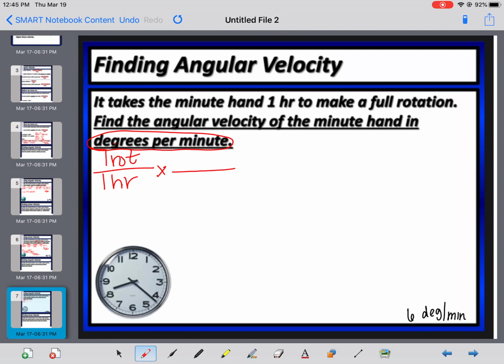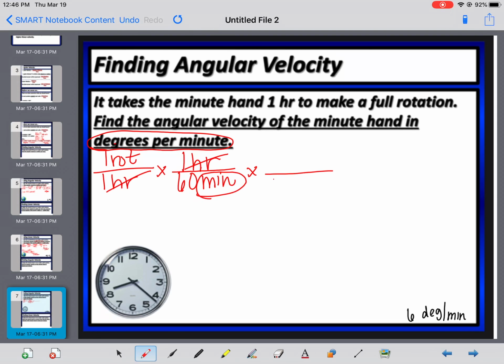So we're going from hours into minutes. In order to get hours to cancel, we're going to have to put it on top. So 1 hour equals how many minutes? Can I get there all in one step? Yeah, I know that 1 hour is 60 minutes. So those are canceled. So I'm now in minutes, which is where I need to be. Now I need to go from 1 rotation into degrees. Do I have a conversion for that? From rotations to degrees, 1 rotation equals how many degrees?